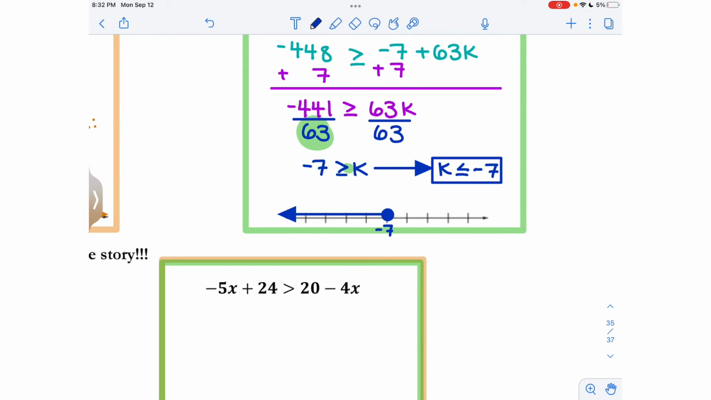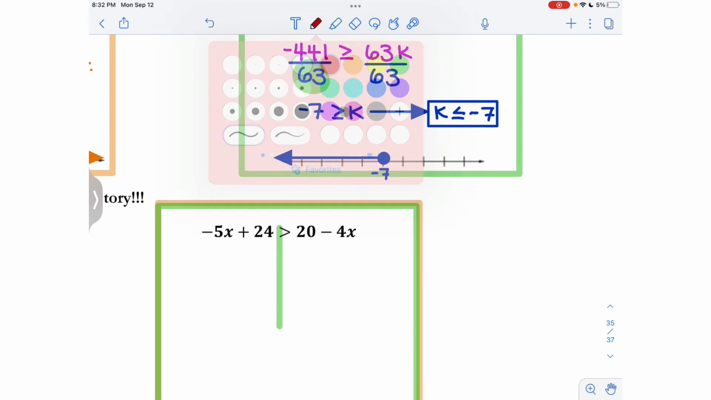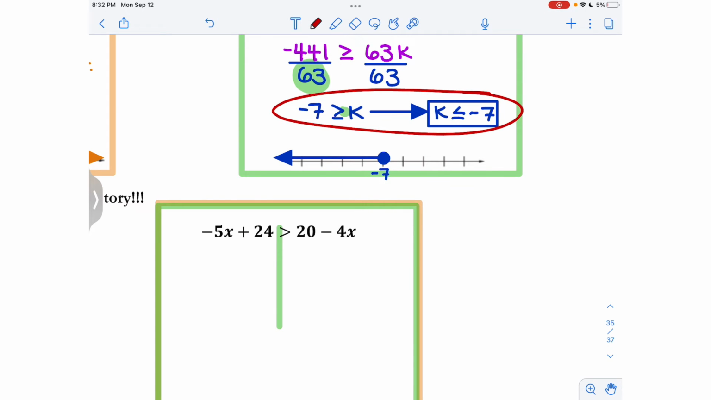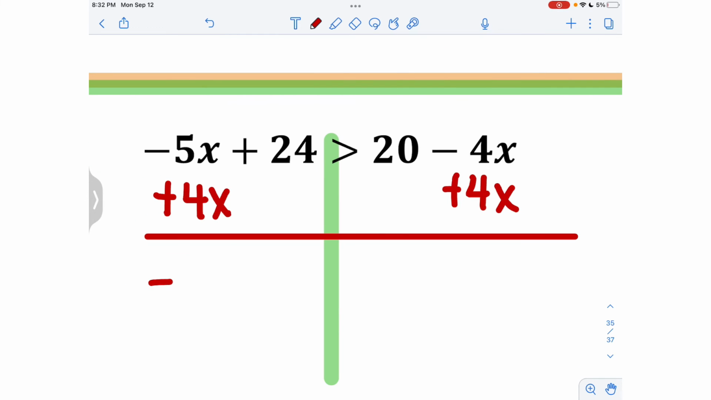All right. Last one I want to talk about here is when there's variables on both sides, nothing changes. This is the same exact thing. I would advise to always get your variables to the left so you don't have to do a rewrite at the end like I just had to do. So I'm going to add this 4x over. And that gives me negative 1x plus 24 is greater than 20.